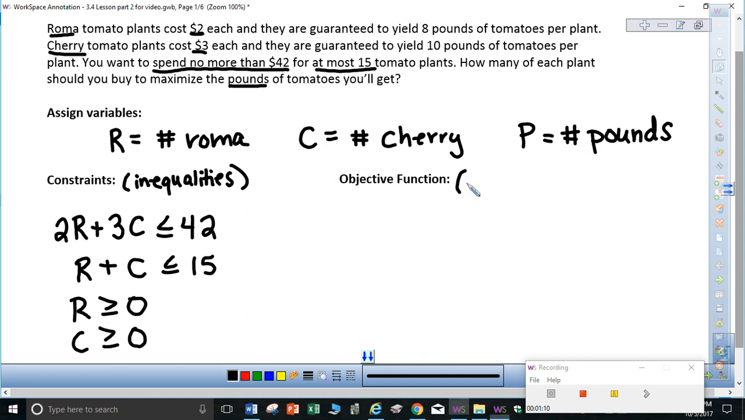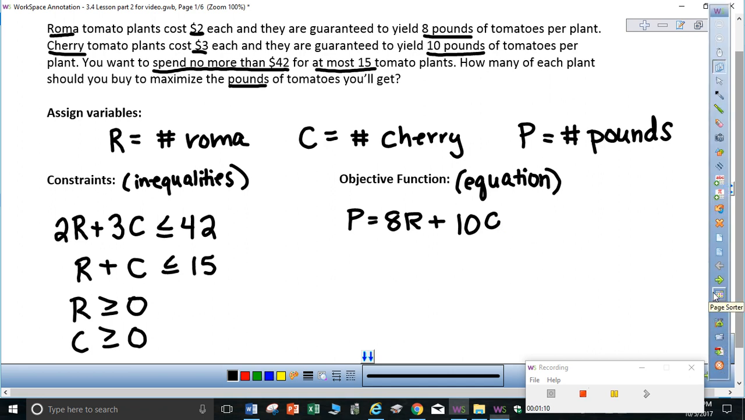All right, the objective function. So remember, the objective function is going to be an equation, and it has to do with our goal or our objective. In this case, it's to maximize the number of pounds. So we're going to have P for pounds represent 8 pounds times the number of Roma plants plus 10 pounds times the number of cherry plants.